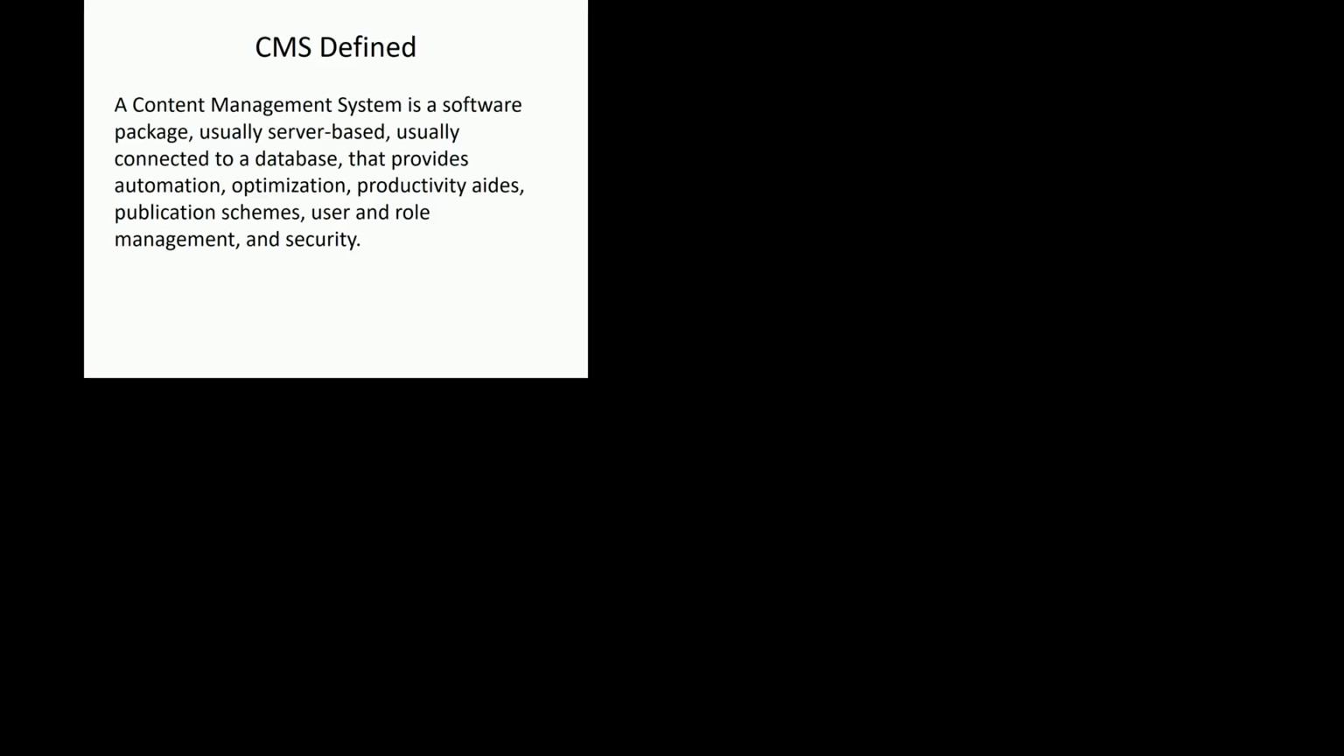So what is a content management system? A content management system is a software package, usually server-based, usually connected to a database, that provides automation, optimization, productivity aids, publication schemes, user and role management, and security.